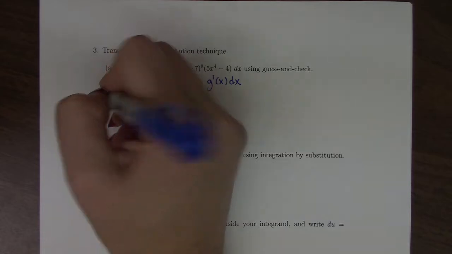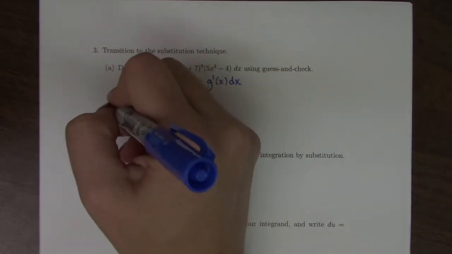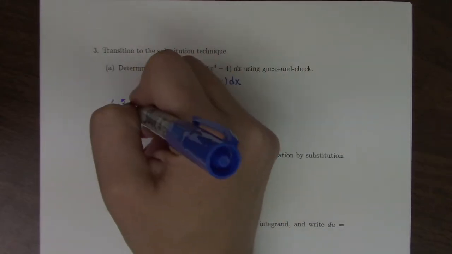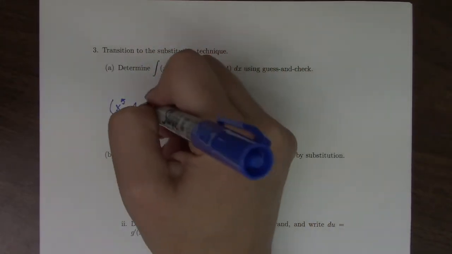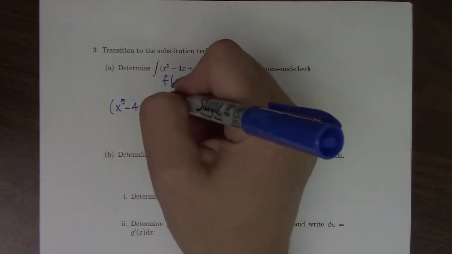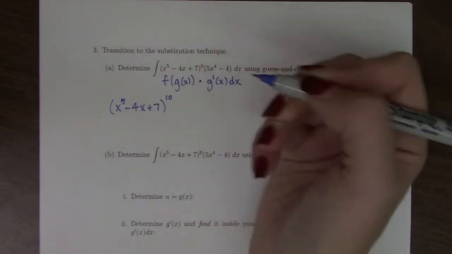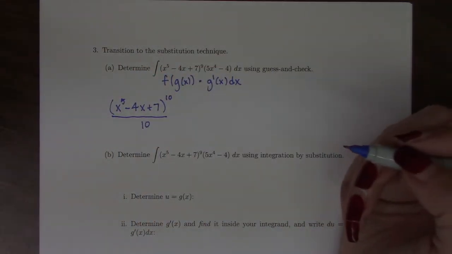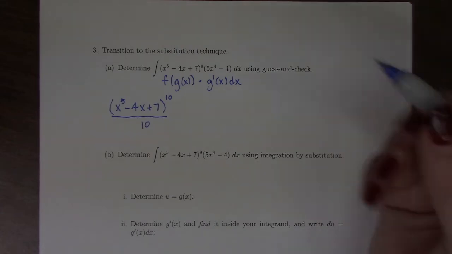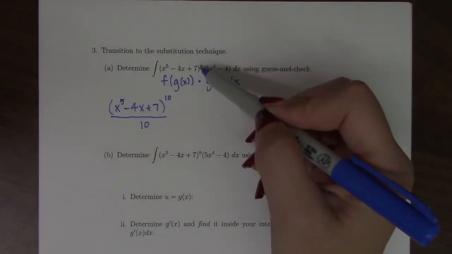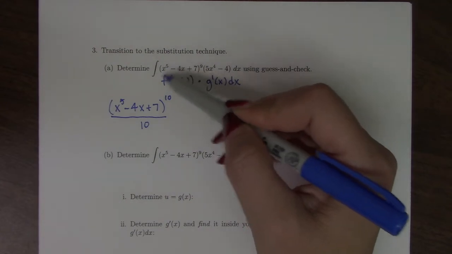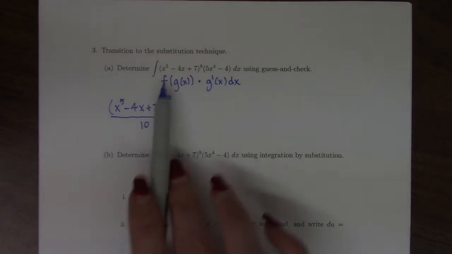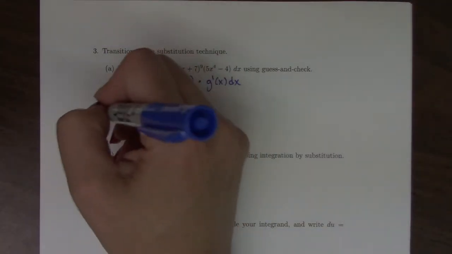So that means I could rewrite this, and I could say, well, this is going to be x to the 5th minus 4x plus 7 raised to the 10, divided by 10. But then when I look at this, if I raise this up a power using the power rule, I don't have any constants out front. So if I were to check this, let's see if this works, because I'm not sure if this is quite right.